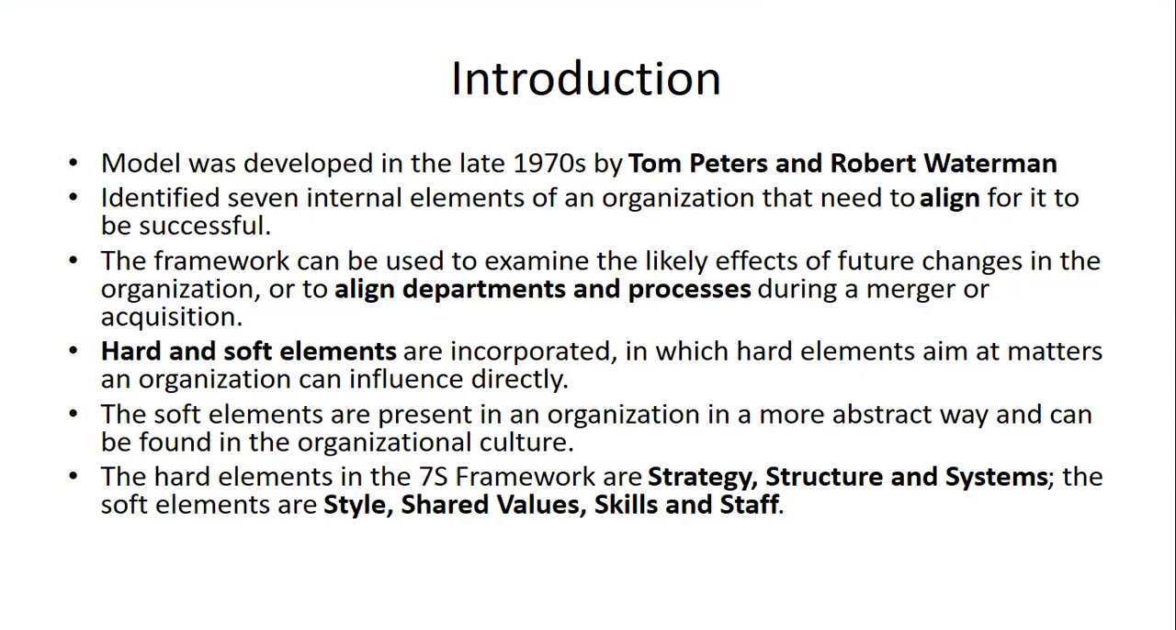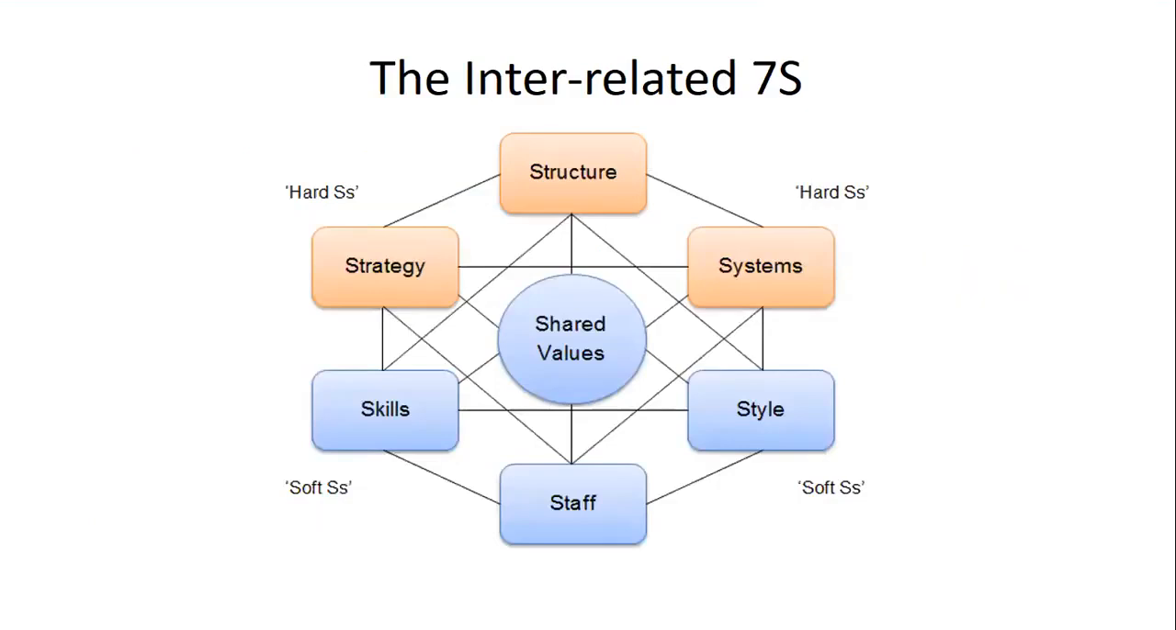So what does the 7S framework stand for? It has hard and soft elements, but overall, it is strategy, structure, systems, style, values, skills, and staff. We are going to see them one by one. This is how it is related diagrammatically, but let us go for the explanation properly.